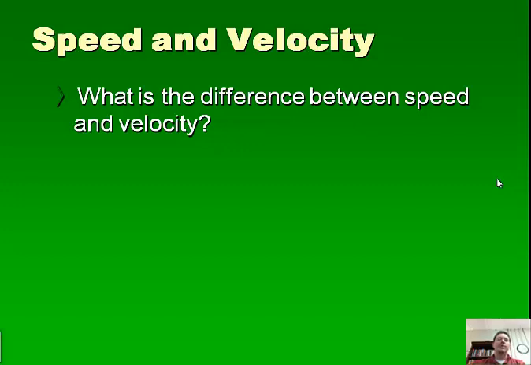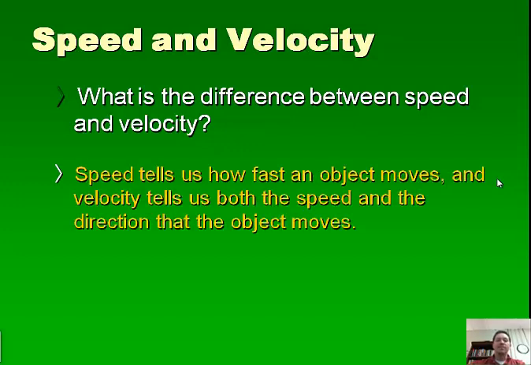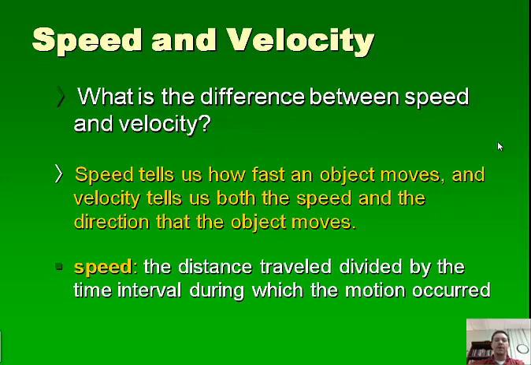So what's the difference between speed and velocity? Well, speed tells us how fast an object moves. Velocity tells us the speed an object moves, but it also tells us the direction that the object has moved as well. So speed is the distance traveled divided by the time interval during which the motion occurred. We're used to seeing speed measured in miles per hour.